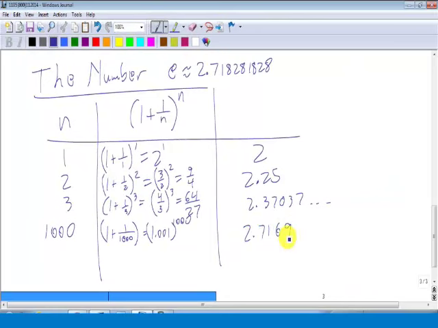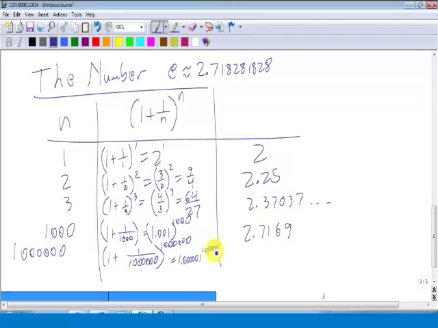Now that agrees with the actual number e, with the 2 and the 7 and the 1, but that's about it. Let's try n equals 1 million. That would be 1 plus 1 divided by 1 million to the power of 1 million. That's going to be 1.00000. Is that a millionth? Tenths, hundredths, thousandths, 10,000ths, 100,000ths, millionths, raised to the power of a million.